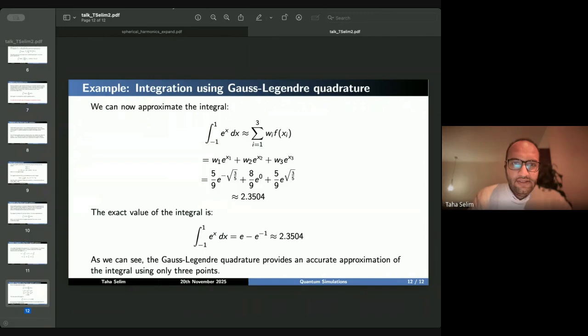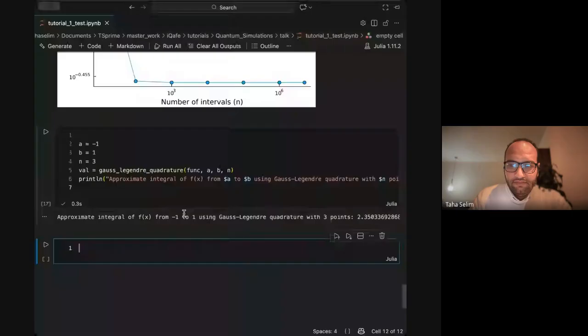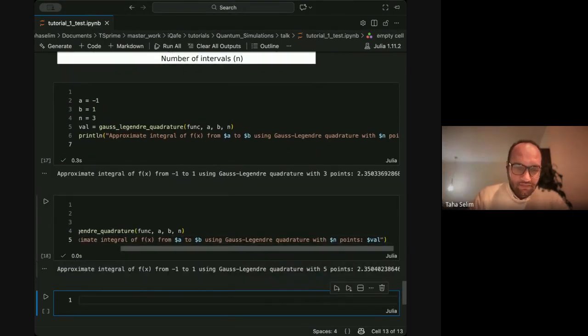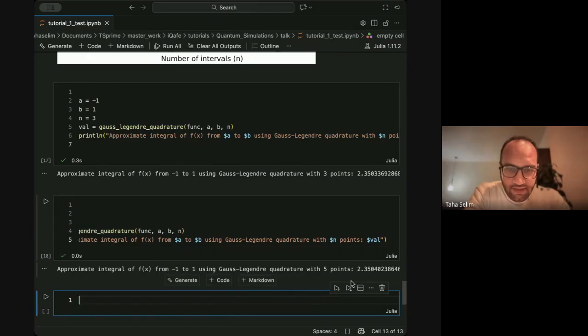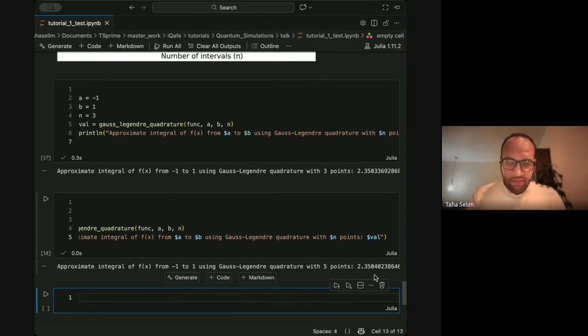Let's try to increase the number of quadrature points. So if we use 5 points, then we have the same. So we see the value has almost converged. So with a low number of points, I can get the value of the numerical integration.